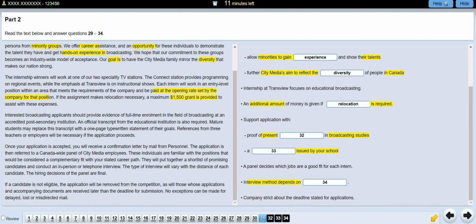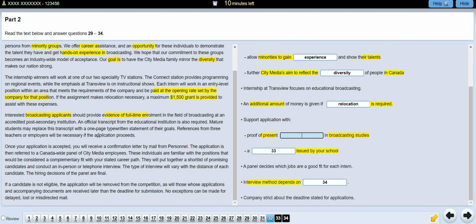Proof of present in broadcasting studies. So proof of something in broadcasting studies. Broadcasting applicants should provide evidence of full-time enrollment. Evidence of full-time enrollment. 10 minutes left. So proof of present dash in broadcasting. Proof of present what? In addition, an official transcript from the educational institution is also required. Mature students should replace the transcript with a one-page statement of goals.